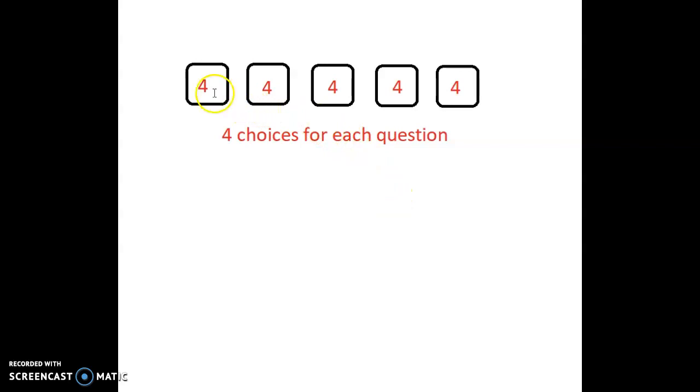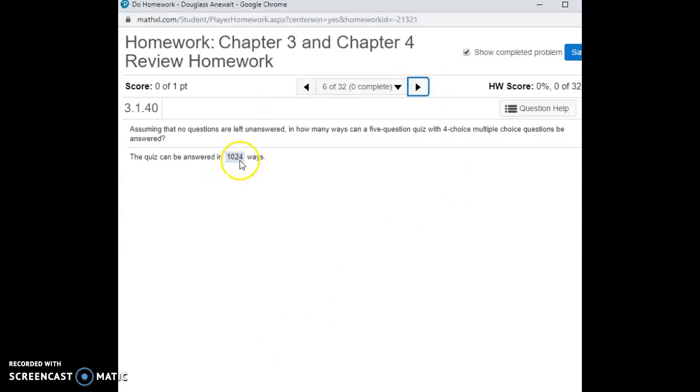But since we're answering them all, we have 4 options for each question, and we're going to multiply 4 together here 5 times and get our result. There are 1,024 ways to answer the quiz.